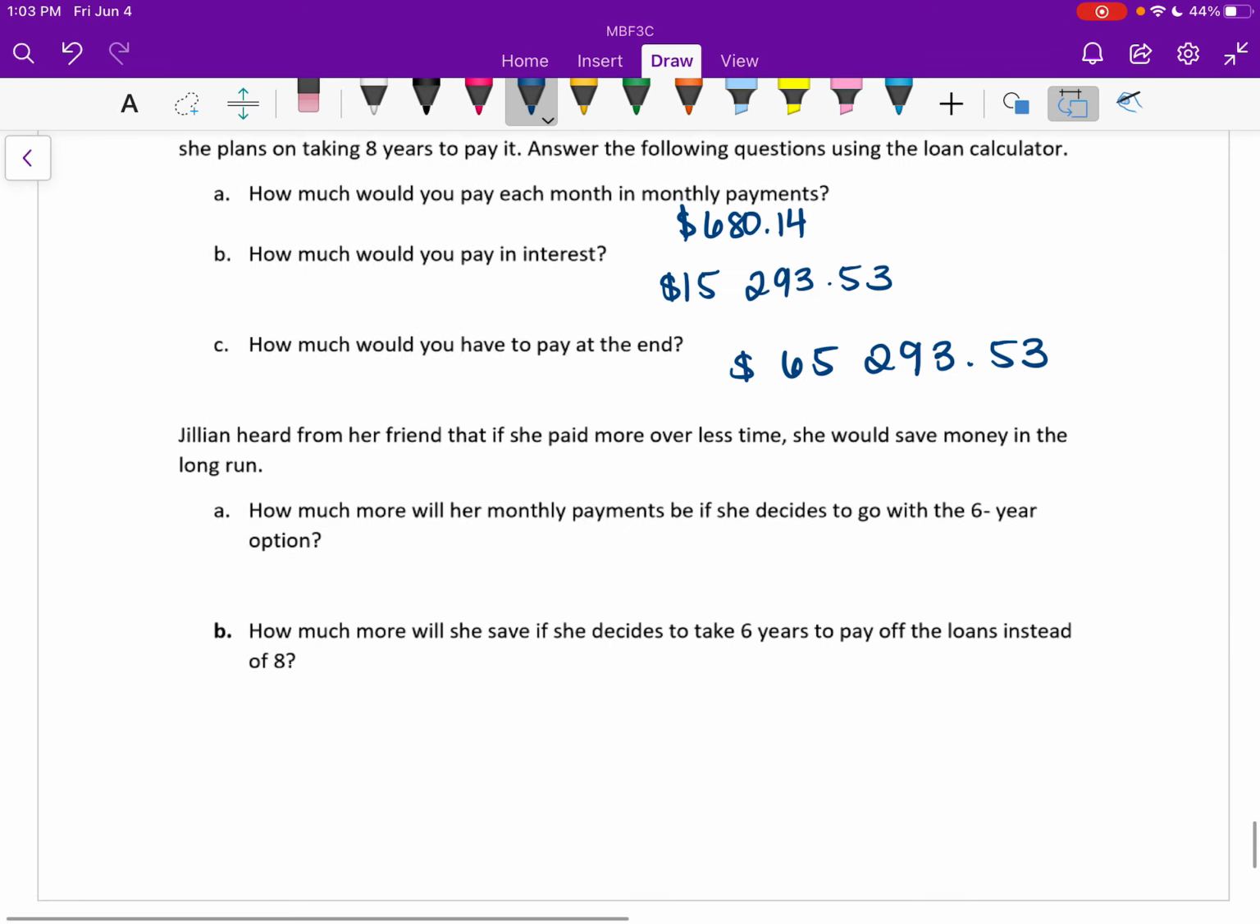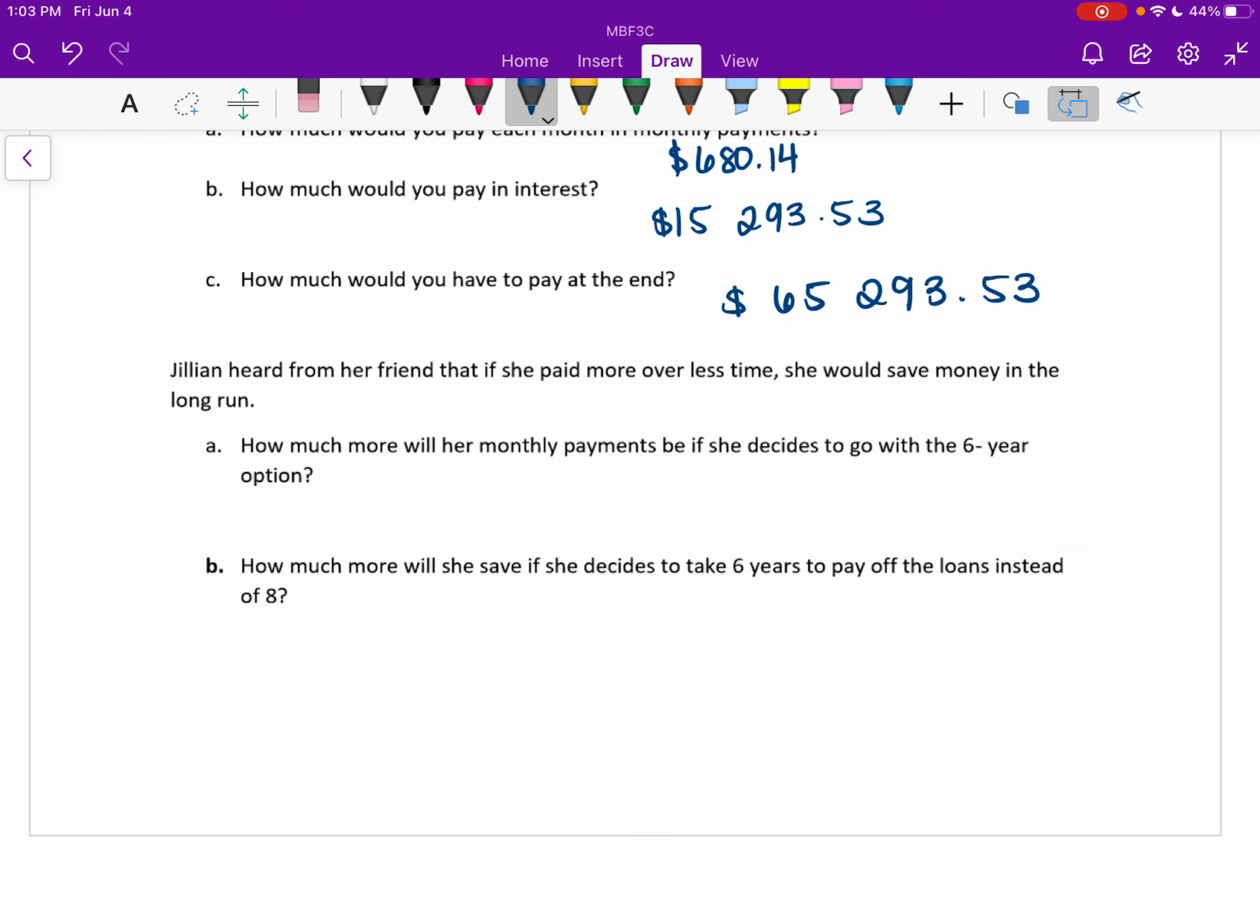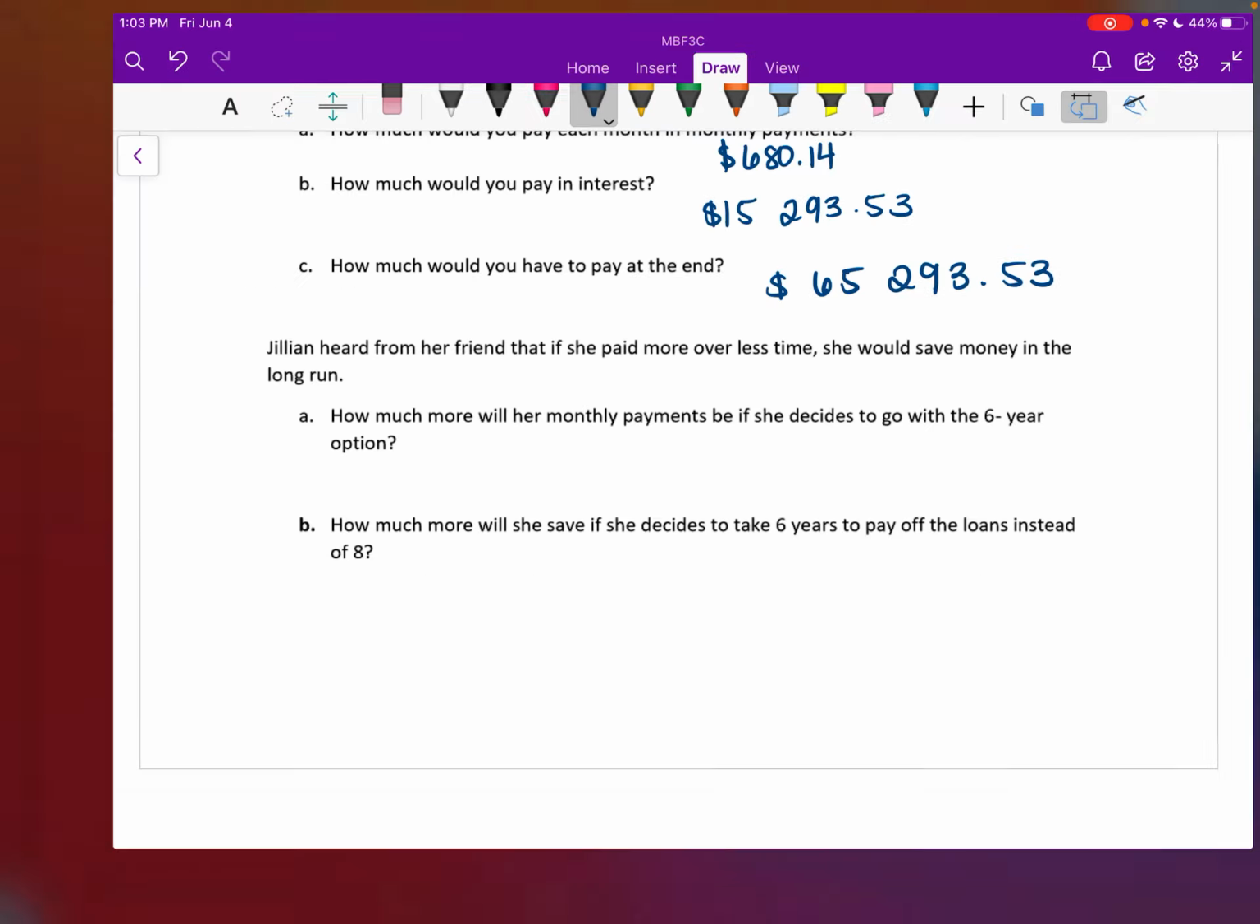So then Jillian hears from one of her friends that if she actually paid more in monthly payments over a shorter amount of time, she would save money in the long run. How much more would her monthly payments be if she decided to go with the 6-year option, right? And then how much more would she save in that situation?